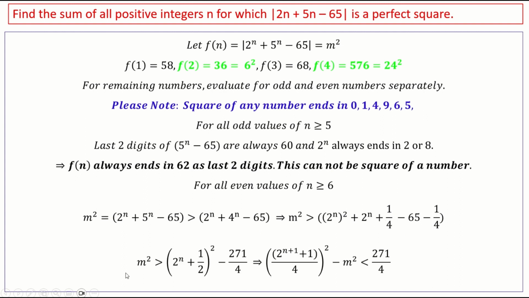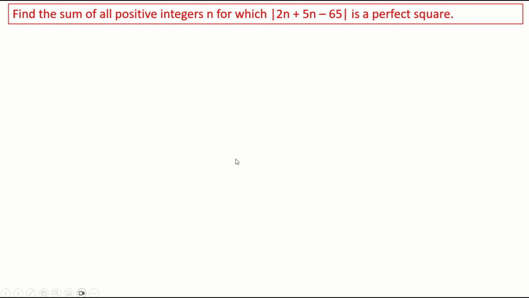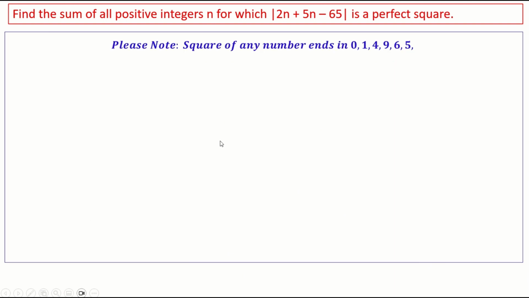So m square is greater than 2 power n plus half whole square minus the remaining part, 271 by 4. Which implies 2 power n plus 1 divided by 4 whole square, minus m square is less than or equal to 271 by 4. I took the negative term to the other side basically. Now multiply the equation by 4 on both sides just to remove the denominator.